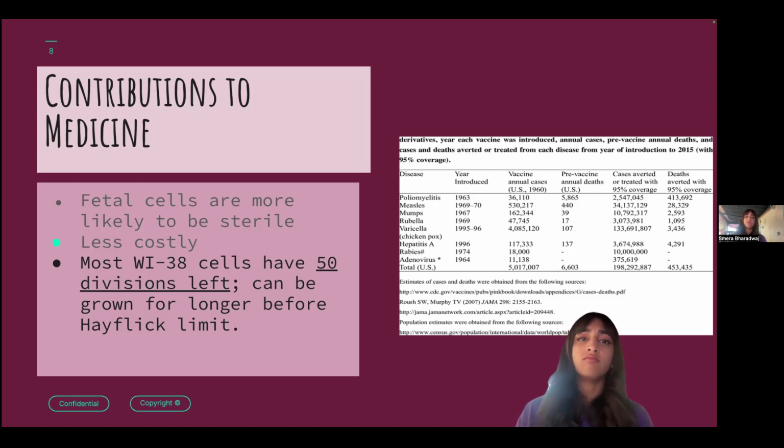There's also the fact that using these cells was much less costly than getting animal source cells, since they required excessive monitoring to both maintain the health of the animals and ensure the viability of the research. Since the cells had divided relatively few times when they were collected, they could be grown for longer before they reached the Hayflick limit, which was the main problem we found. Most WI38 cells have 50 divisions left, which each take 24 hours to complete, so they can be grown continuously for 50 days before you need to restart again.